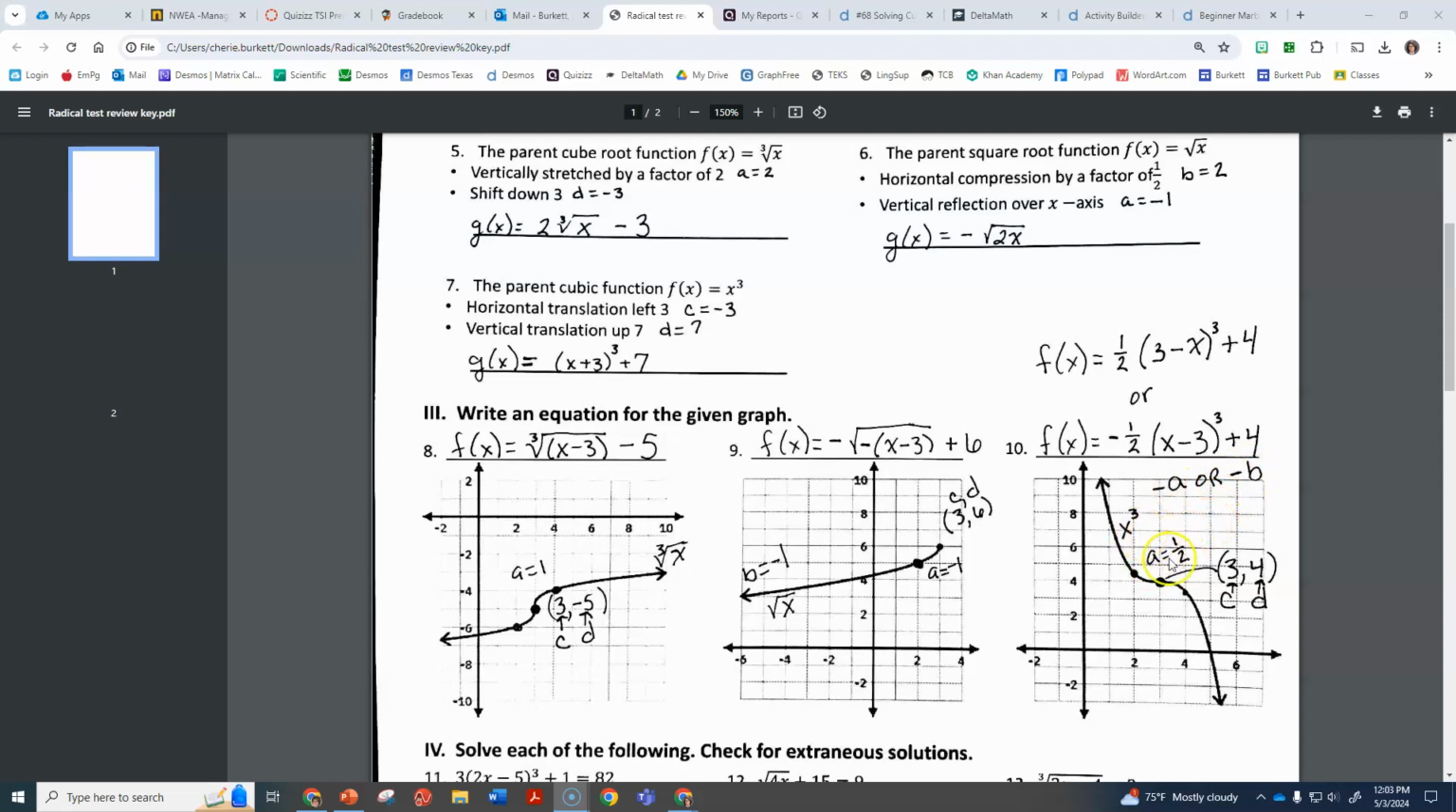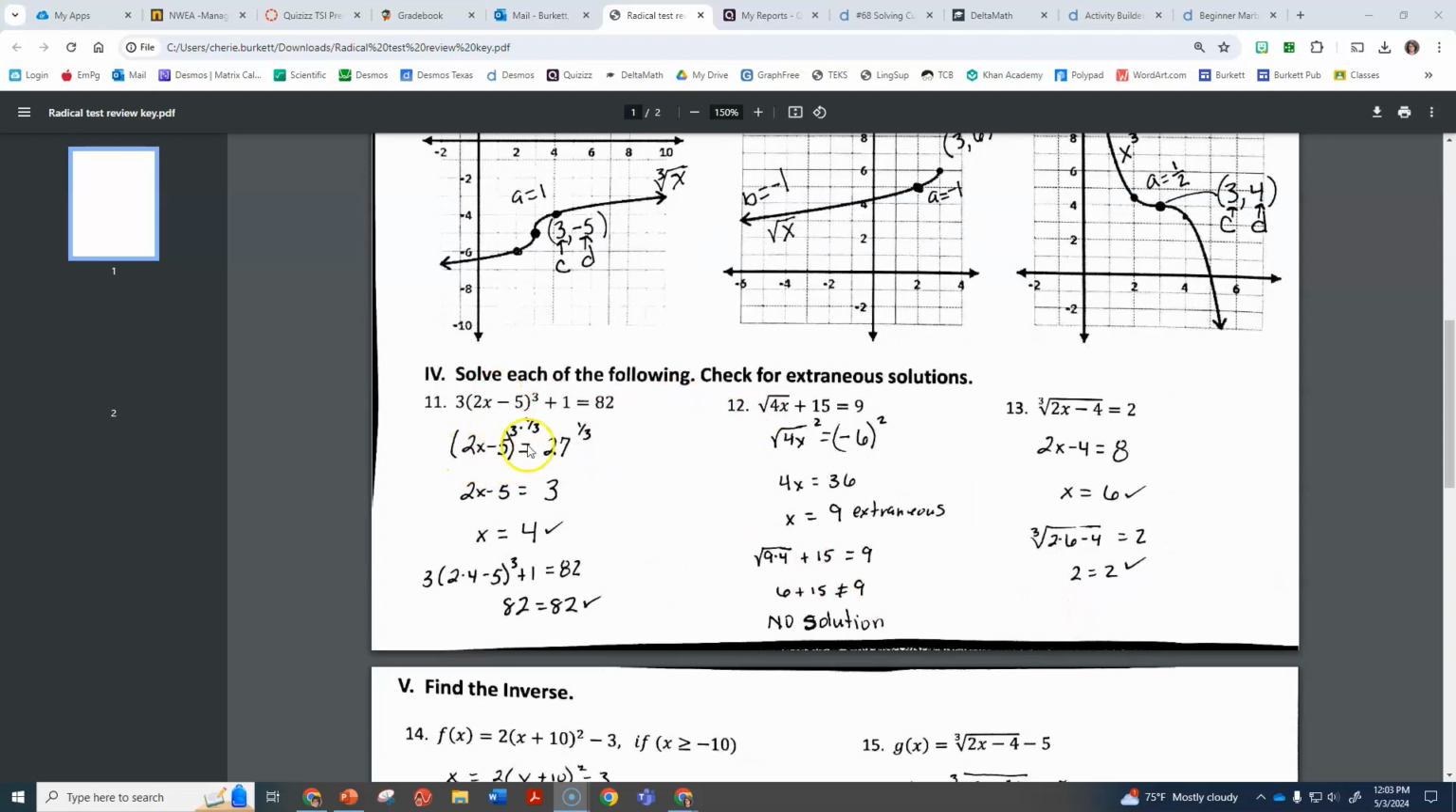It's not both. I found that middle point right there was at 3, 4, so that's shifting it to the right 3 and up 4. So this shows to the right 3 and up 4. This one I have the negative A value. This one I distributed the negative and got the negative B value.